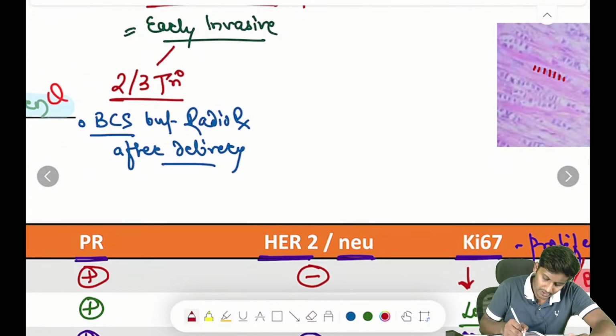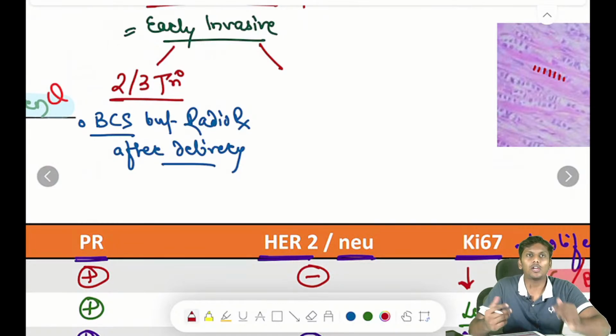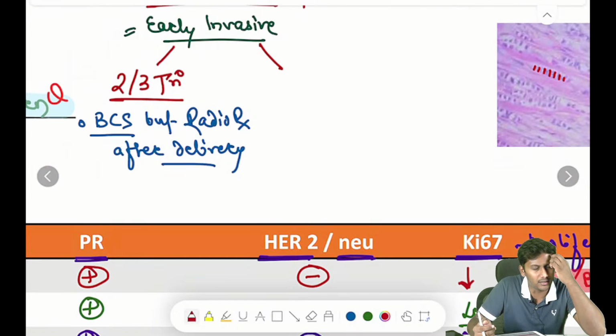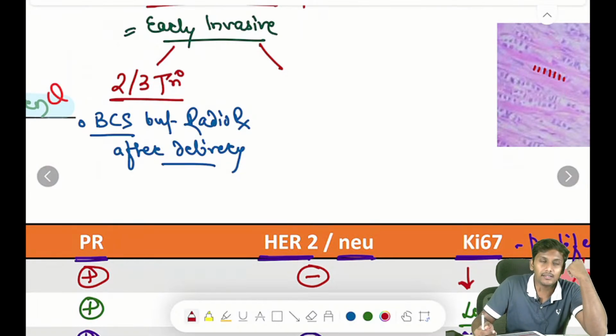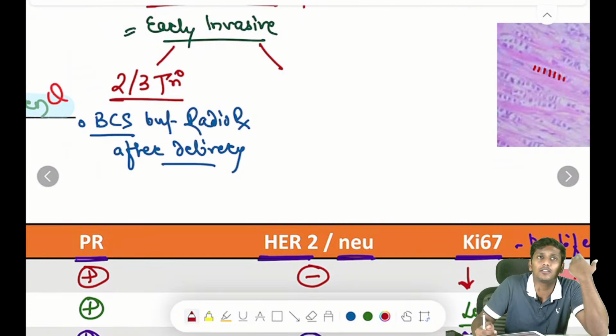Or if she has been diagnosed with the early invasive breast cancer in the first trimester itself, then BCS cannot be done. Or if she has been diagnosed with early invasive breast cancer in the second or third trimester, but you still feel that it's risky to go for a BCS in this patient, or the patient herself does not want a BCS.